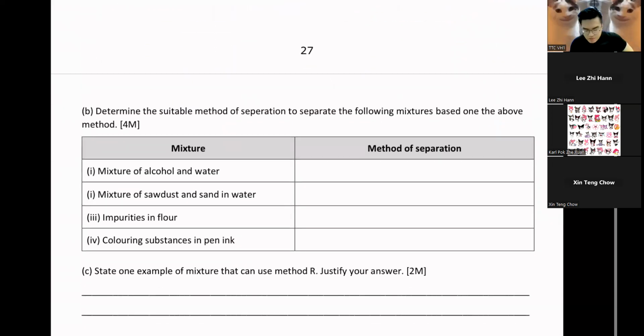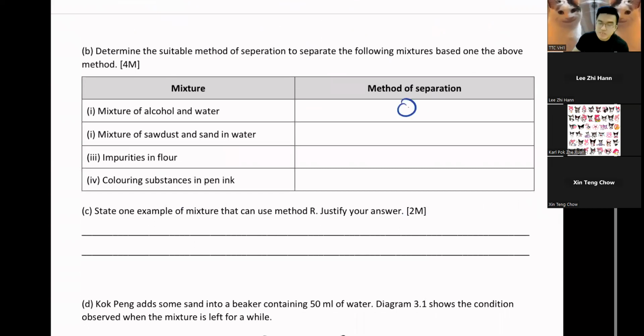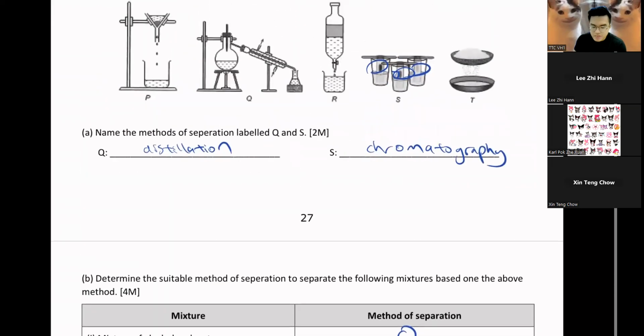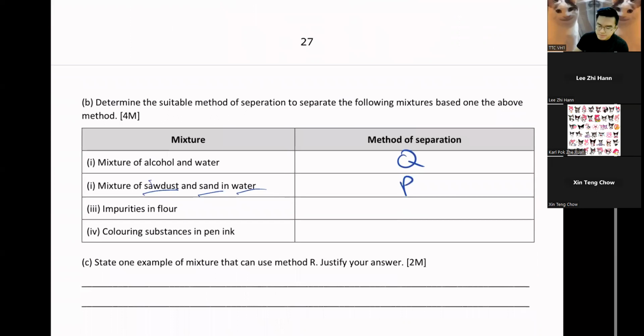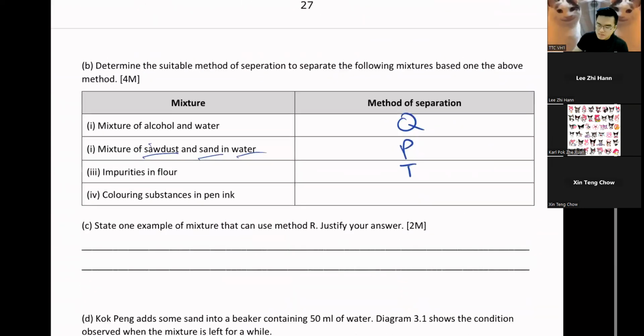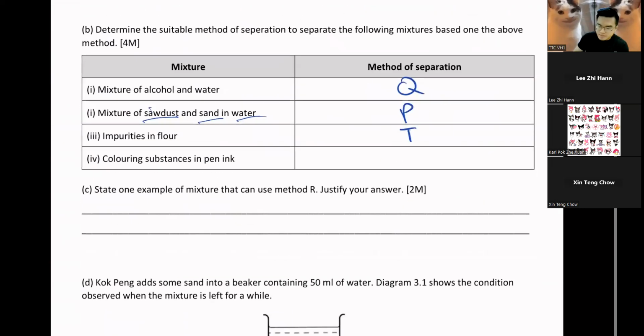So determine the method to separate the following mixture. Alcohol and water: how do you separate alcohol and water? We would use Q, distillation, because we can mix them both. Water and alcohol can be mixed. Sawdust and sand in water: you can just filter it, which is P. Impurities in flour, this is what your mom does. Coloring substance is tanning. You see color, so that's your S.